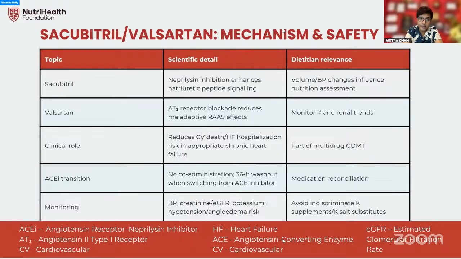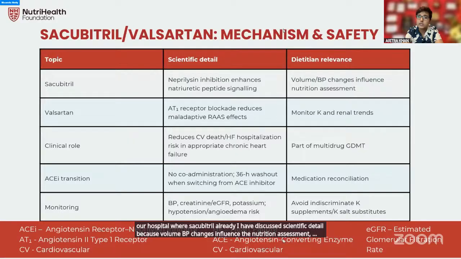So these are the medicines going on for this particular patient in our hospital. Sacubitril, already I have discussed in scientific detail, because volume and BP changes influence the nutrition assessment. Valsartan, AT1 receptor blockade reduces the maladaptive RAS effects. Monitor potassium and renal trends, because we all know these predominantly work in the distal convoluted tubule. So we have to monitor potassium and renal trends, and it reduces CV death and heart failure hospitalization. So it is part of multi-tiered GDMT and ACE inhibitor transition.